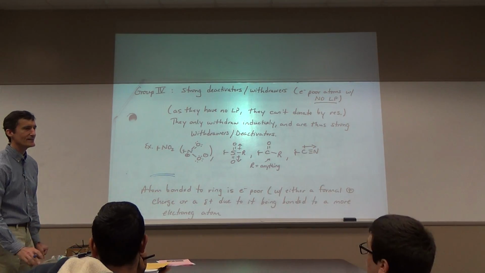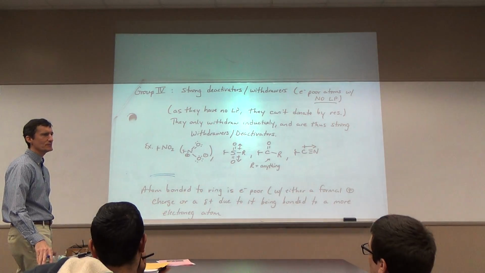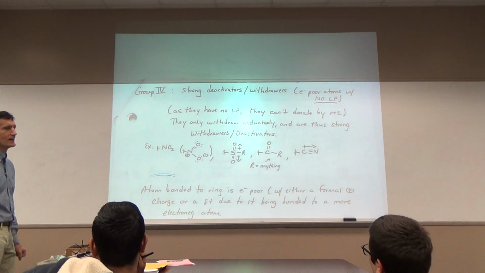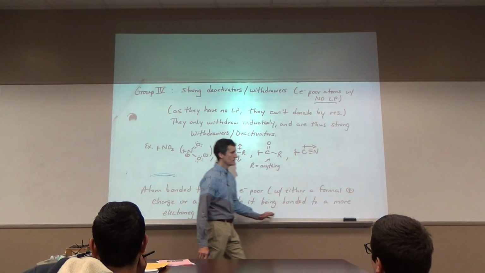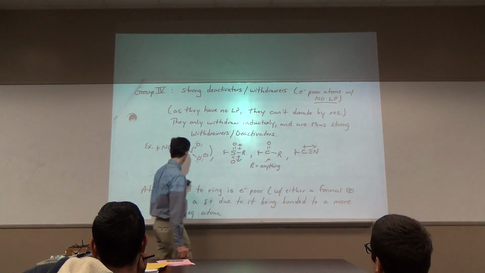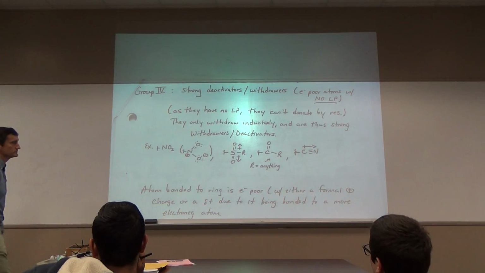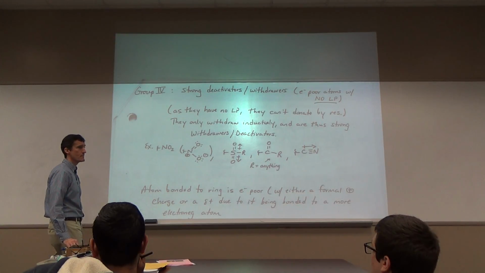Is that what the number says? To me, chlorine is more electronegative. Let's look at the numbers. 3.16 versus 3.44. Now, oxygen is more electronegative than iodine. I'll give you that. That's because there are other things going on.